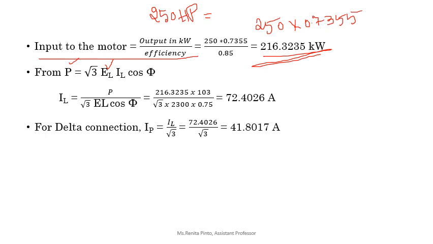Now you have power P, voltage EL was already given, and cos phi was already given in the problem. The only thing you don't know is the line current. They have asked you to find the current in each terminal, that is nothing but the line current. So IL is equal to P divided by root 3 EL cos phi, which gives 72.4026 amperes. Now for delta connection, phase current is different from the line current. So find out the phase current, substitute in this equation, and you will get the phase current.